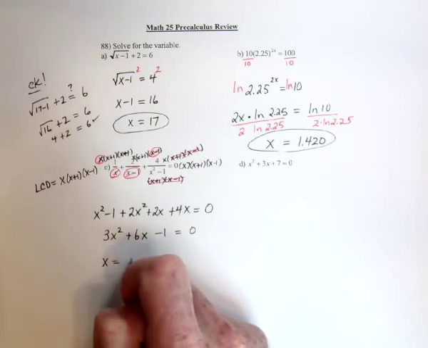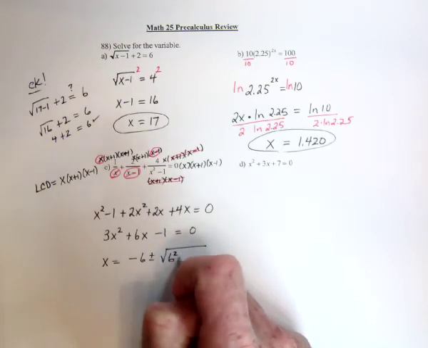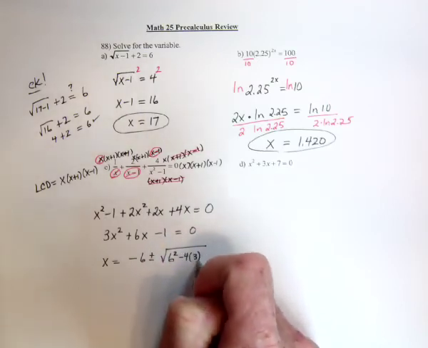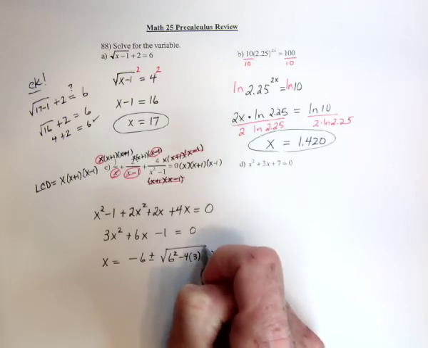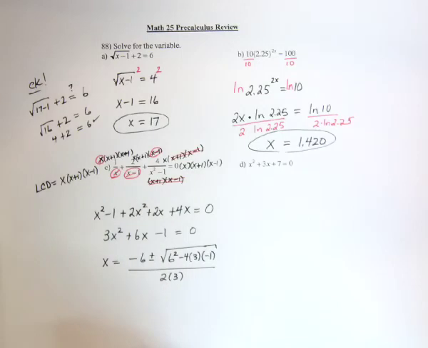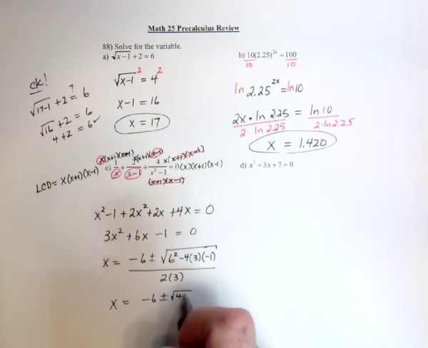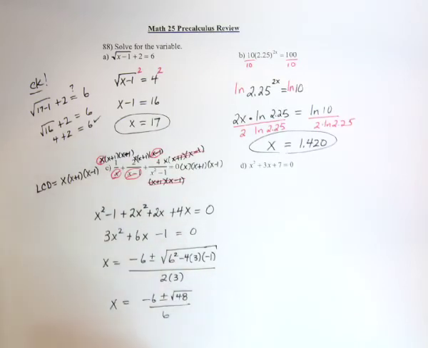X is negative b plus or minus the square root of b squared minus 4 times a and times c, all divided by 2 times the a. So inside the radical there's a 36, and because of the negative and negative there's 12, so 36 and 12 is 48. Okay, then I will get decimal answers.